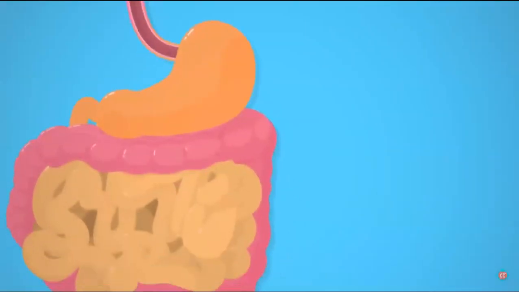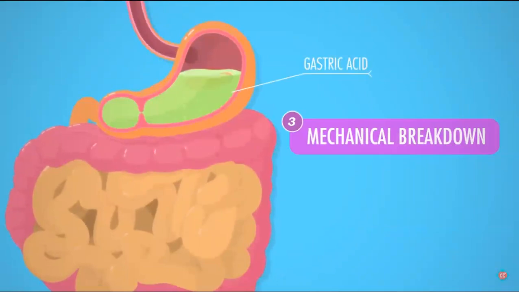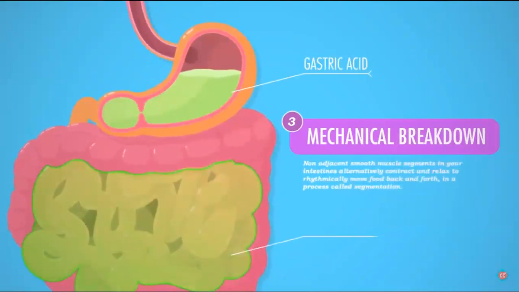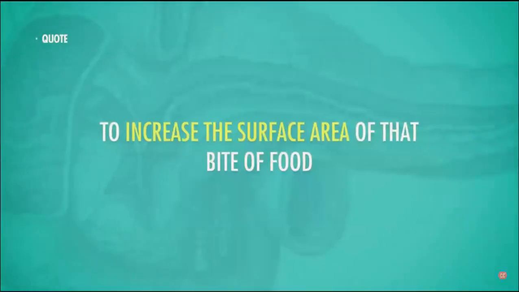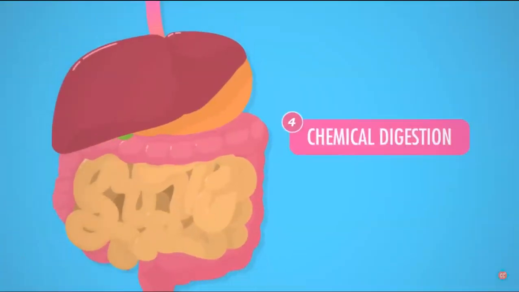Anyway, all of this shipping and handling mechanically breaks down the food even more, and even after it goes through the stomach and its gastric acid, the mechanical work still continues once it reaches your small intestine, as more smooth muscle segments push the food back and forth to keep it crumbling up. The goal of all this pulverization is to increase the surface area of that bite of food by breaking it down into increasingly tiny pieces to prepare it to encounter more enzymes in step 4, chemical digestion.